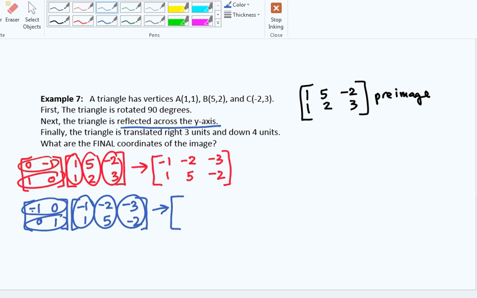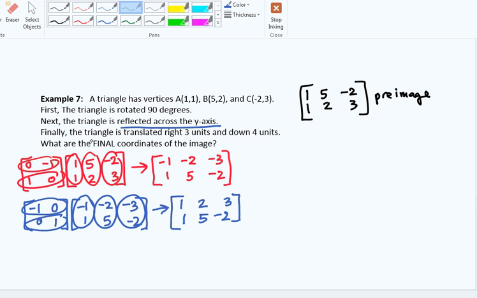So I end up with negative 1 times negative 1 is 1, and then the 0 cancels out. Negative 1 times negative 2 is 2, and the 0 cancels out. Negative 1 times negative 3 is 3, and the 0 cancels out. In the bottom, 0 times negative 1 is 0, 1 times 1 is 1. 0 times negative 2 is 0, 1 times 5 is 5. And 0 times negative 3 is 0, 1 times negative 2 is negative 2.